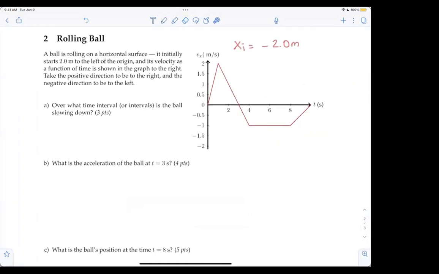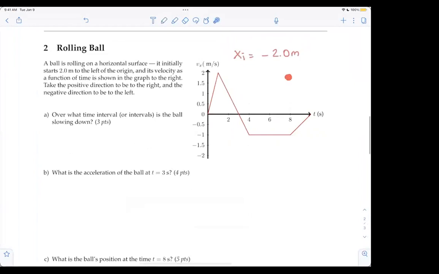Yeah, so we have initial position -2 meters, like I said, because it's to the left of the origin, right? If we imagine the origin here, anything to the left is in the negative x direction, so that's -2 meters, for example. Anything to the right is positive. So part A is now asking us over what time interval the ball is slowing down.